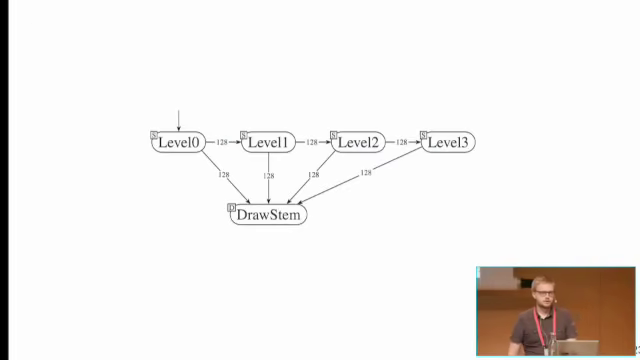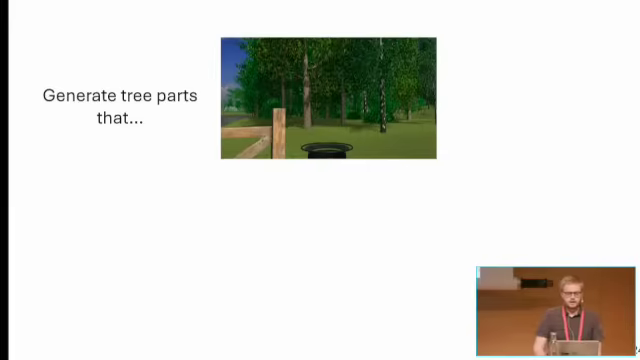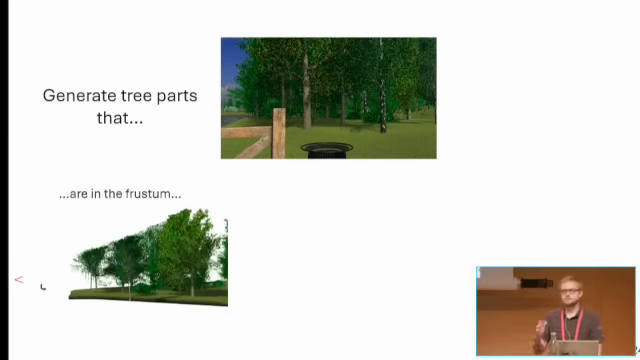Let's talk about how we actually draw the trees. So we have a node that draws a stem segment. And for these, we want to do a couple of things. We only want to generate the tree parts that are within the frustum, obviously.